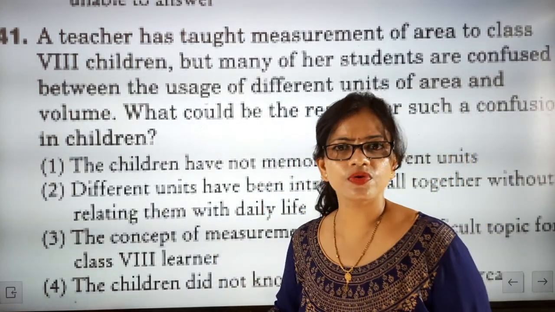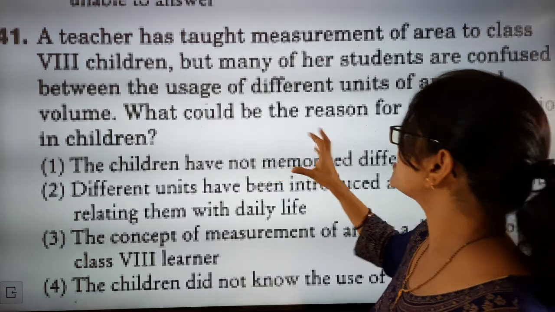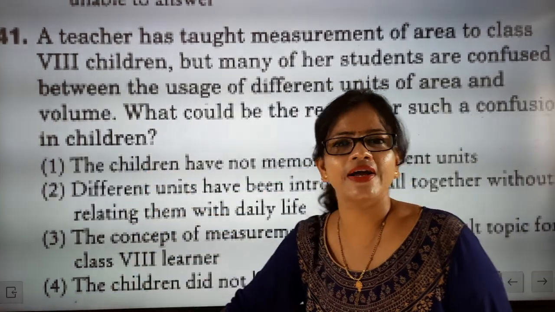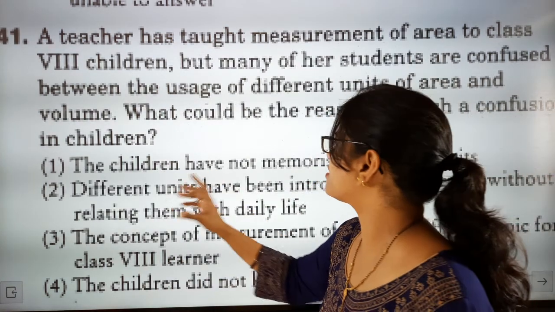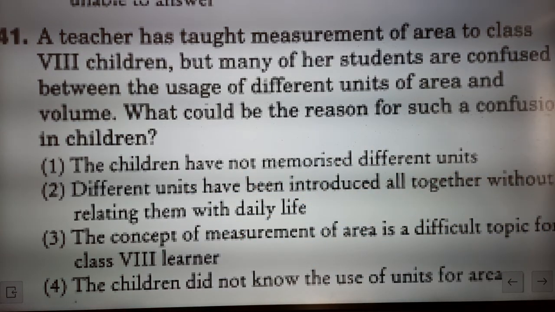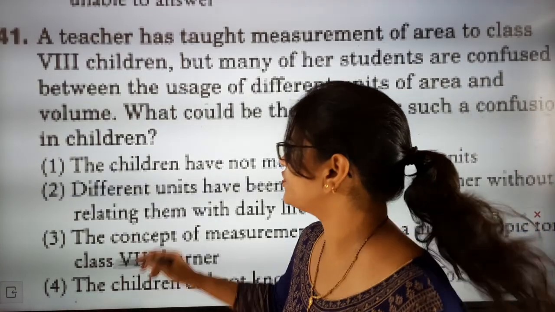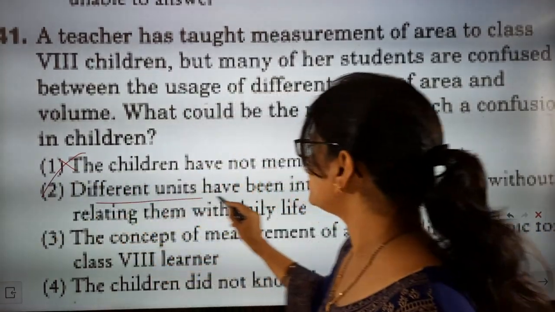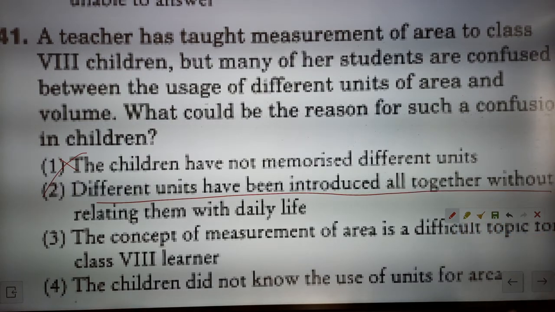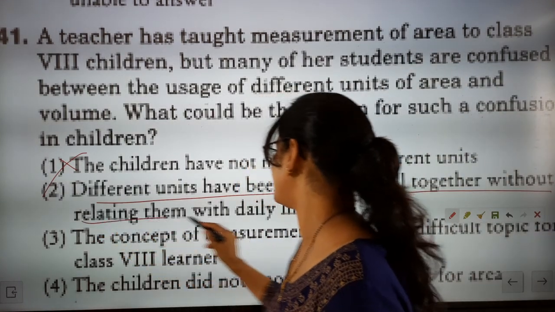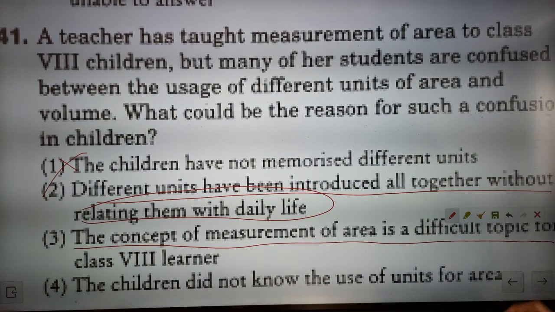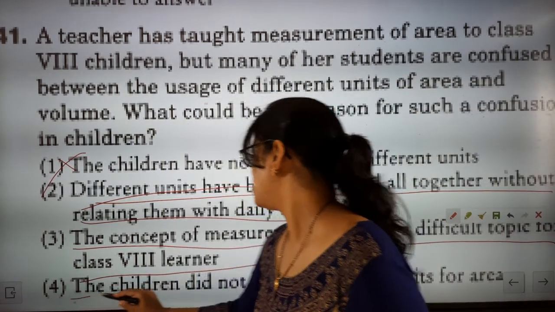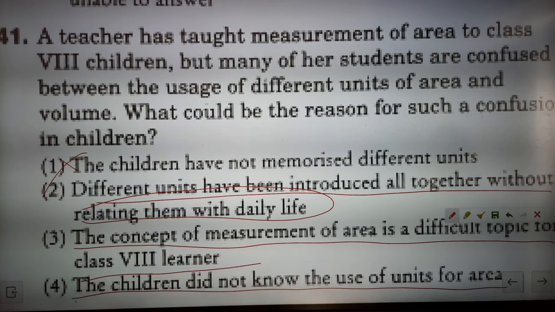So what are we going to do there? What could be the correct reason behind the students getting confused? The children have not memorized different units. No, only memorization of different units is not going to work here. Different units have been introduced all together without relating them with daily life. The concept of measurement of area is a difficult concept. The children did not know the use of units for area.